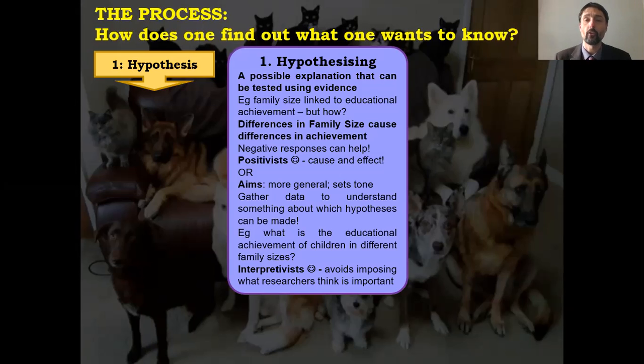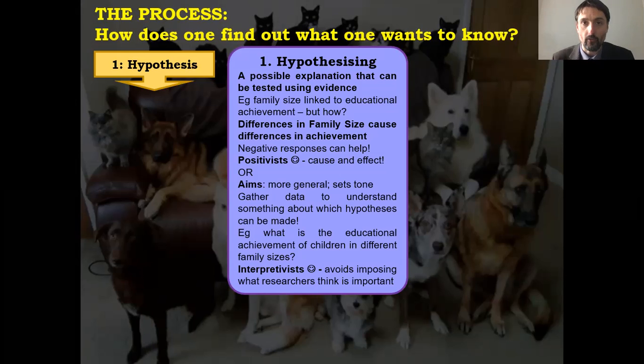Differences in family size cause differences in achievement. There's our hypothesis. We know there's a link, and this suggests it's a causal link, that differences in family size will lead to differences in attainment and achievement because that thing makes this thing occur, or rather that thing affects this thing. So you need to work out what that is.